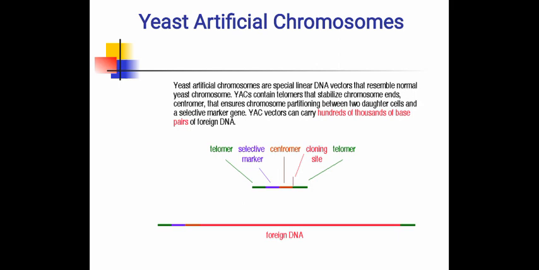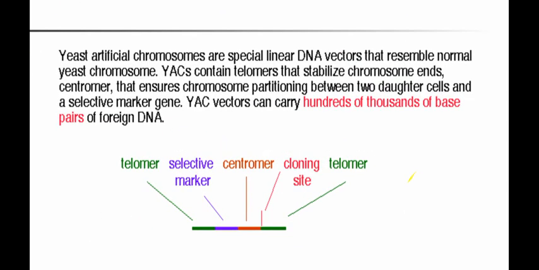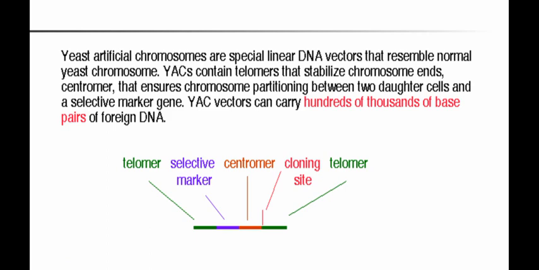Yeast artificial chromosome. Yeast artificial chromosomes are special linear DNA vectors that resemble a normal yeast chromosome. YAC contains telomeres that stabilize chromosome ends, a centromere that ensures the chromosome partitioning between two daughter cells, and a selective marker gene. YAC can carry hundreds of thousands of base pairs of foreign DNA.